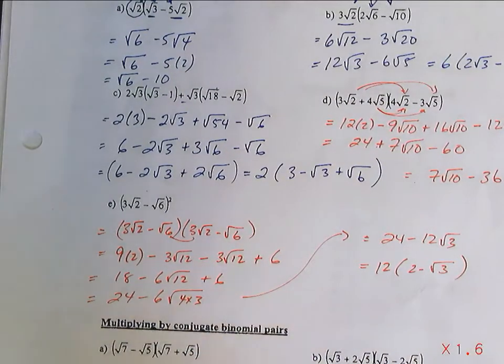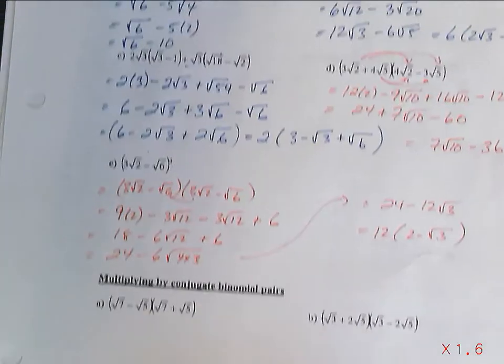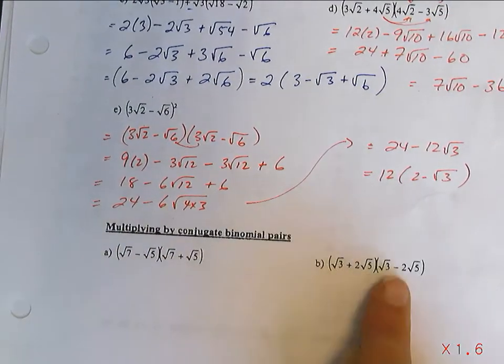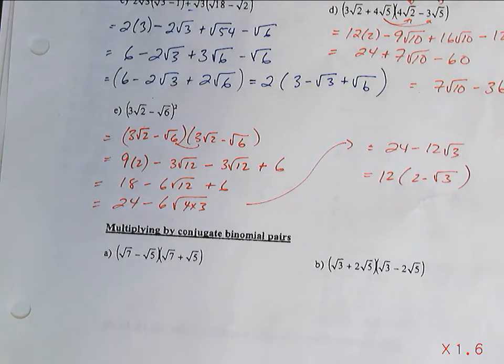Welcome back. So now we're looking at multiplying by conjugate binomial pairs. And we really need to discuss what conjugate binomial pairs are. Take a look. I have two conjugate binomial pairs listed below. Look at them for a minute. Tell me what you see. Tell me what you notice.